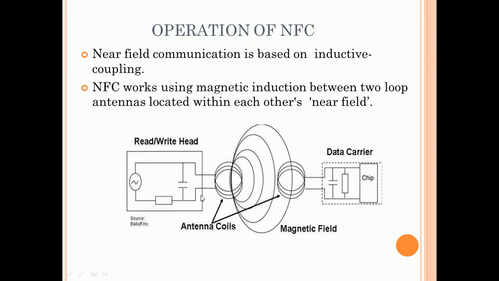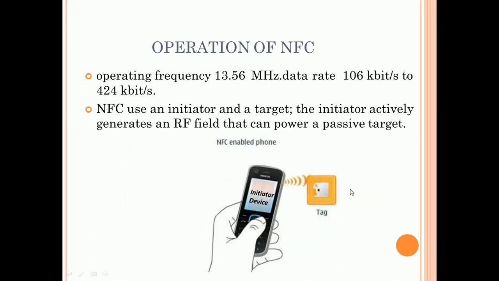Here in this diagram, the operation of NFC is shown. Near field communication is based on inductive coupling. NFC works using magnetic induction between two loop antennas located within each other's near field. Here you can see the antenna coils present on both sides, and they create the loops for the formation of the near field, and this is the field which is created by the circuit. So this is the operation of NFC.